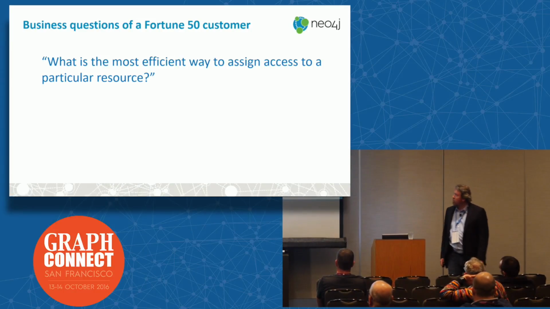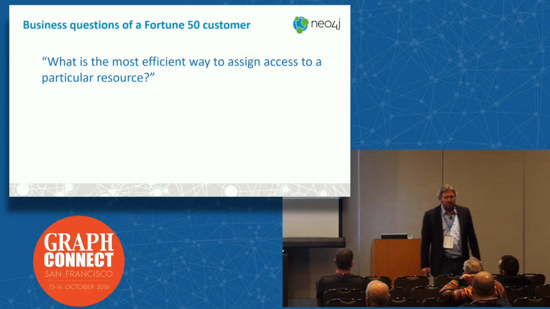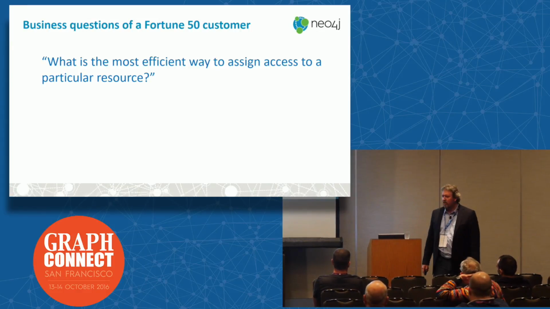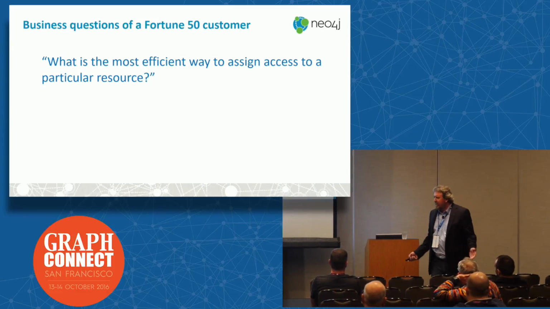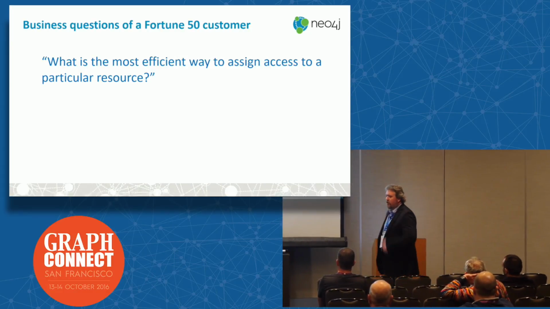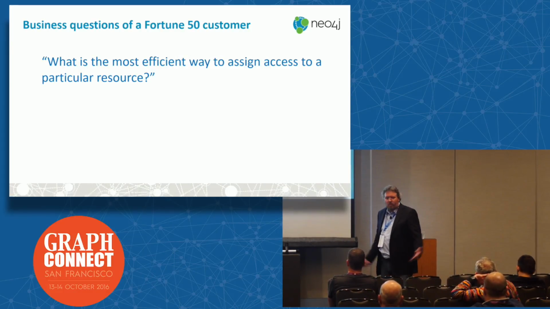What is the most efficient way to assign access to a particular resource based on the existing Active Directory architecture? There's no way to understand. You know what they do instead? You create a new group. You just create a new group.